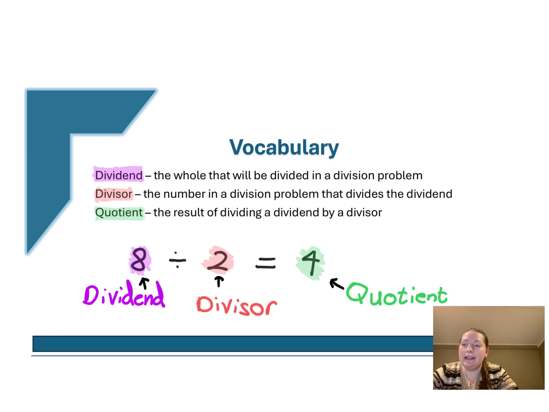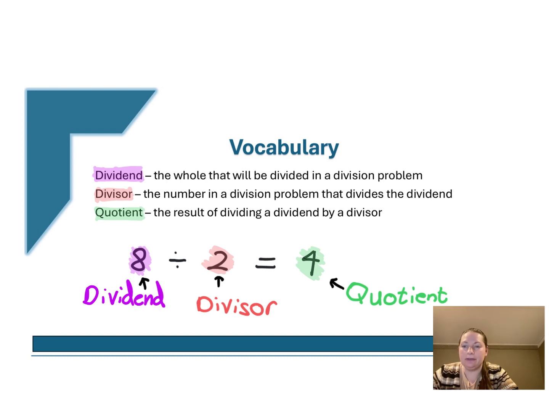The first one is dividend. So dividend is the whole that will be divided in a division problem. So here we can see that our whole is 8. All right, and up next is our divisor. So the divisor is the number in a division problem that divides the dividend. So here we have 8 as our dividend, and the number that we see that divides it right after the division sign is our divisor.